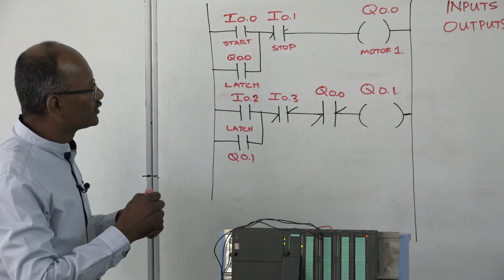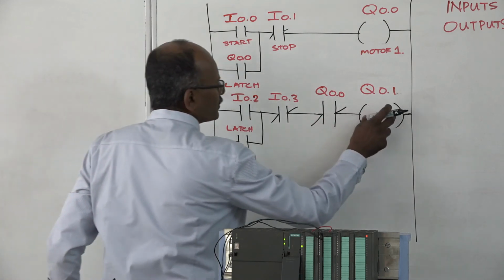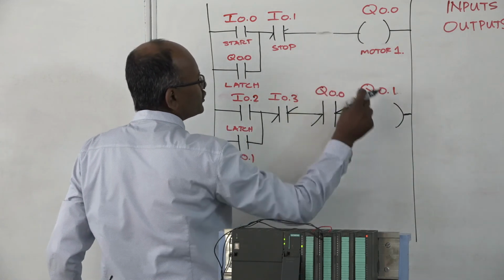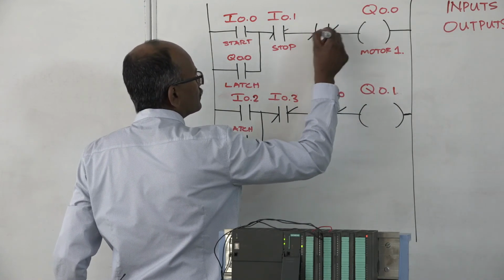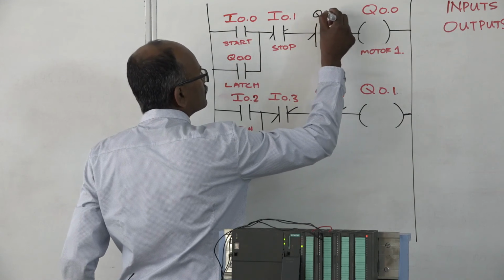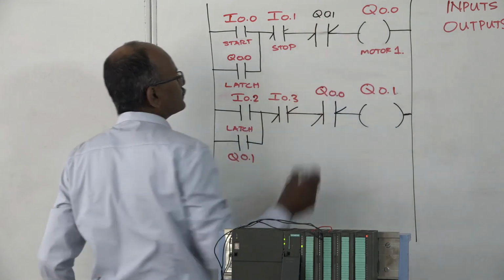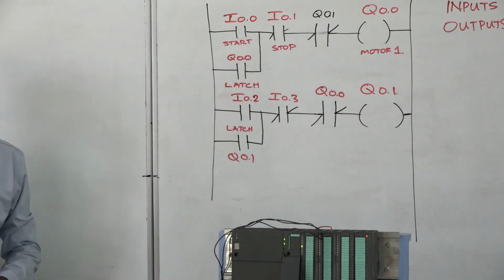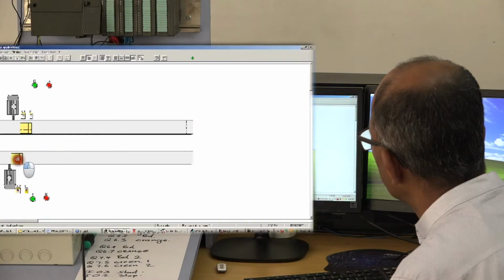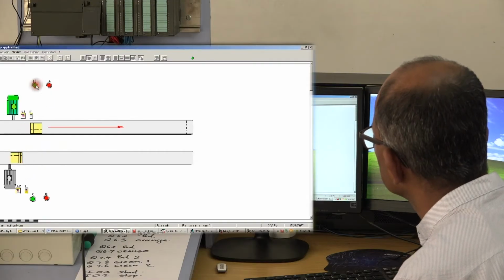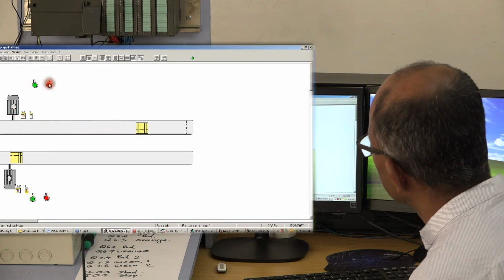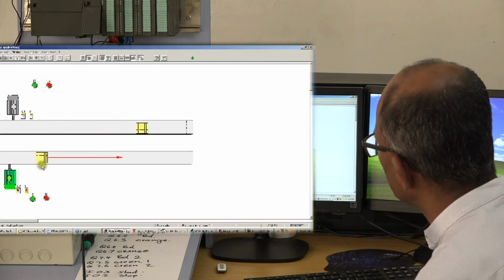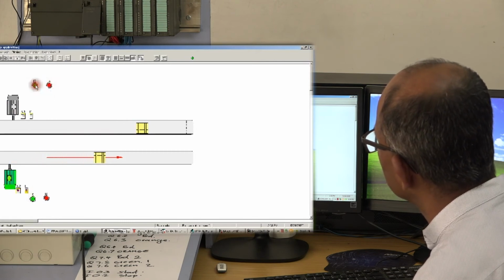All right? And I will do the same thing for Q0.1. If I energize Q0.1, that normally closed contactor will break, and I will never be able to energize Q0.0. If I start motor 1 and try and start motor 2, not going to happen. If I stop motor 1, now I start motor 2, it will work. And I try to start motor 1 again, it will not work.